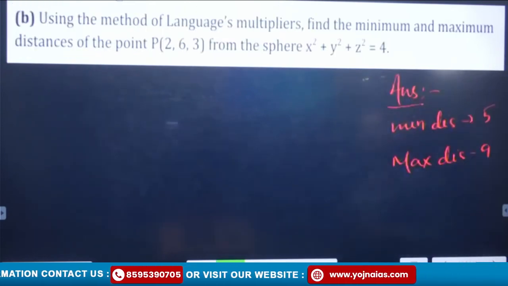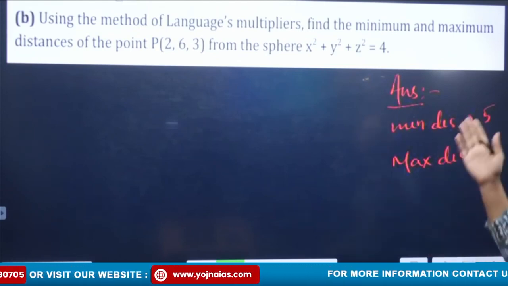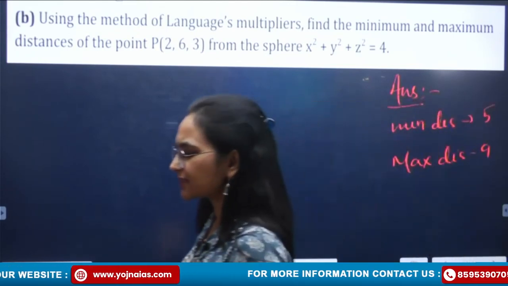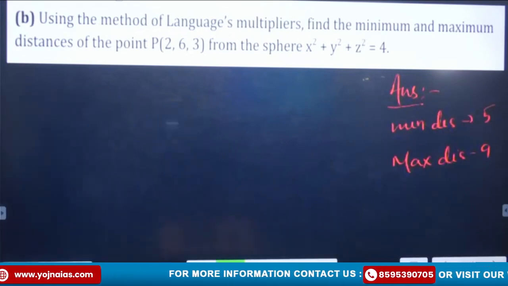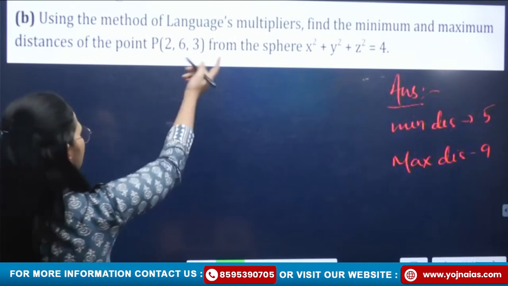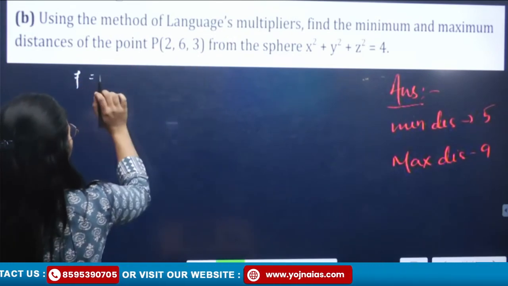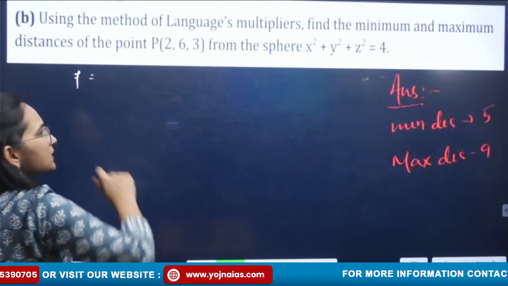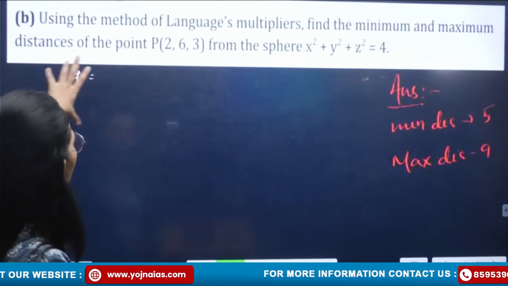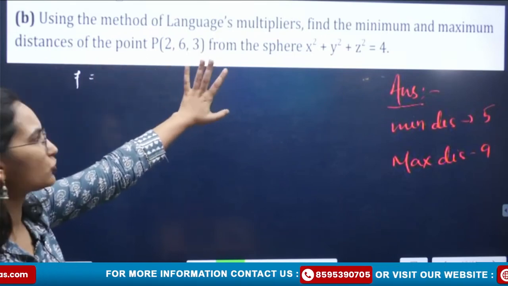Using method of Lagrange's multiplier, find the minimum and maximum distance of the point. This is Lagrange's multiplier method for finding out minima and maxima. What will we do? We will construct, first let's see what needs to be found. So f(x, y, z) we can define as, see, what is this maxima and minima we need to find for the distance function. And what is the distance function from this point P(2, 6, 3)?